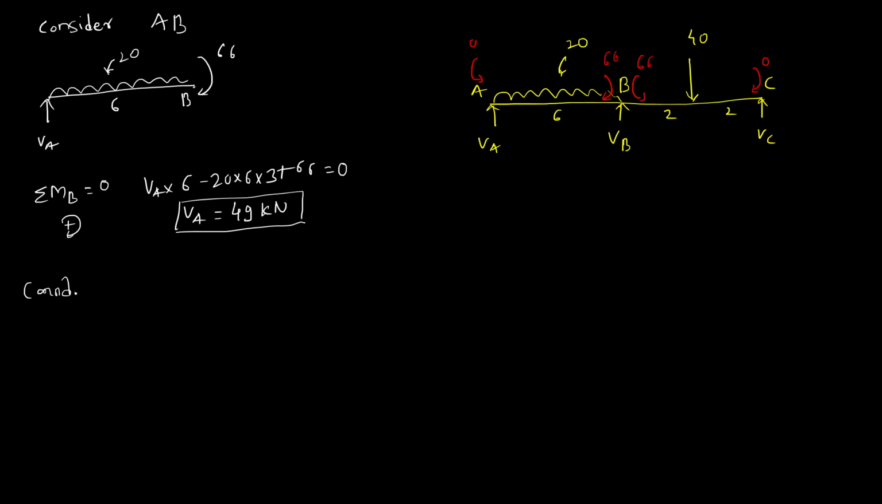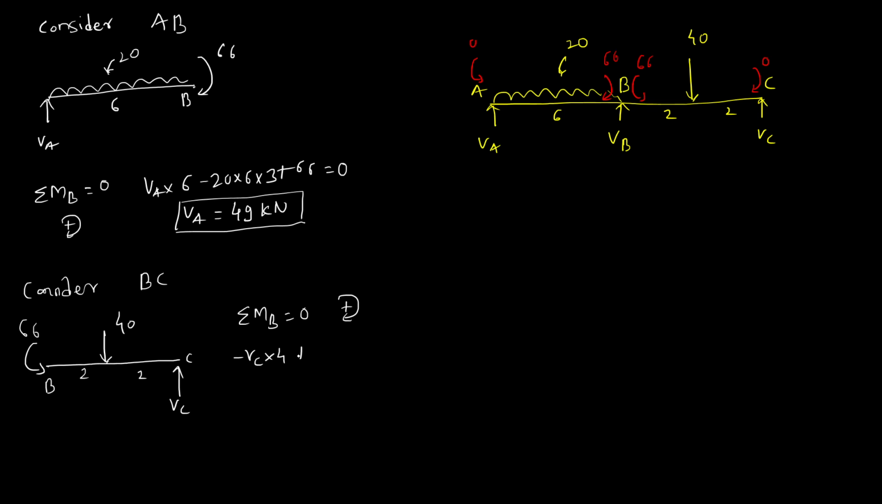Similarly, now we'll consider BC. So this is B, this is C. There is a reaction here VC, a point load of 40 and a moment of 66. The distances are 2 and 2. Same thing, apply sigma MB is equal to 0 and clockwise positive. So it will be minus VC into 4 plus 40 into 2 minus 66 is equal to 0. Upon calculation, VC is coming as 3.5 kilonewton.